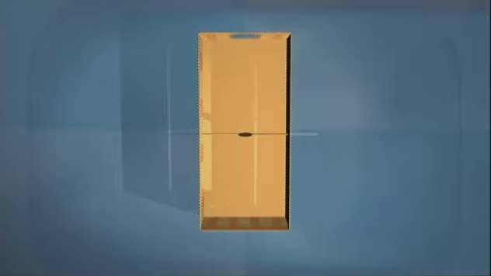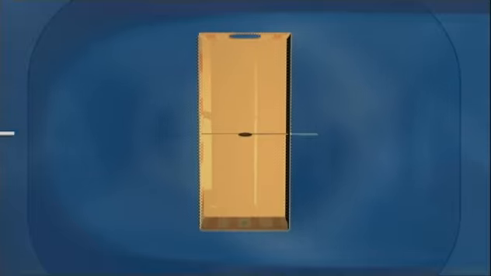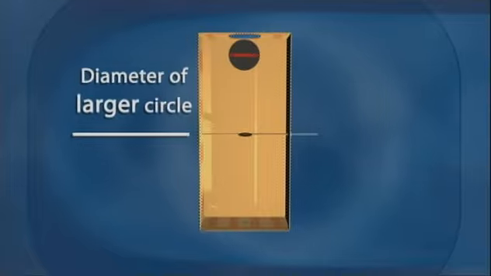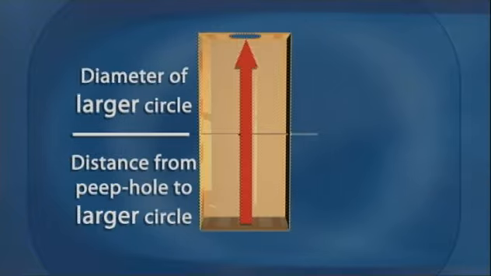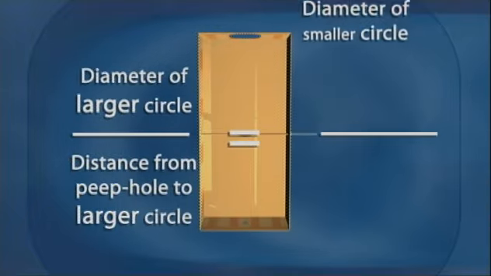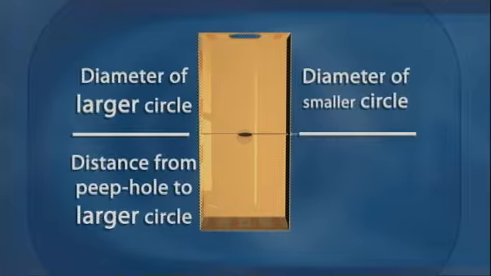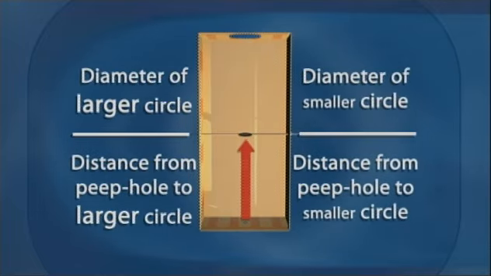We set up proportions for similar triangles to help us simulate an eclipse. We know that the diameter of the larger circle divided by the distance from the peephole to the larger circle is equal to the diameter of the smaller circle divided by the distance from the peephole to the smaller circle.